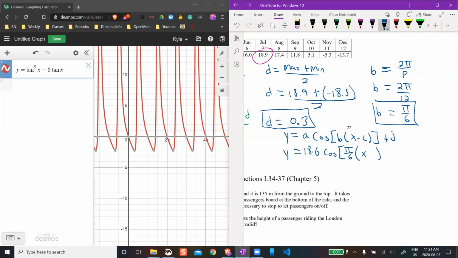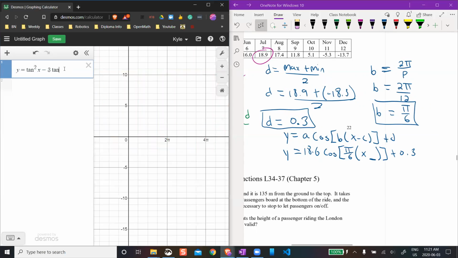Maybe I'll leave a little space there so we can write it in after, once we get our bearings here. And then plus d, so d was plus 0.3. Like I said, I'm going to graph just this without any c and see what I get. So let's go back over to my graph here now.